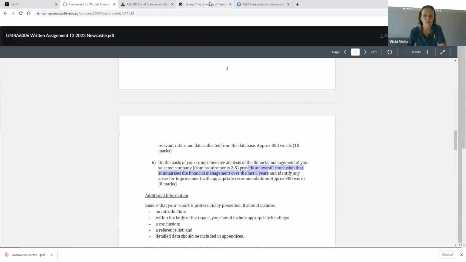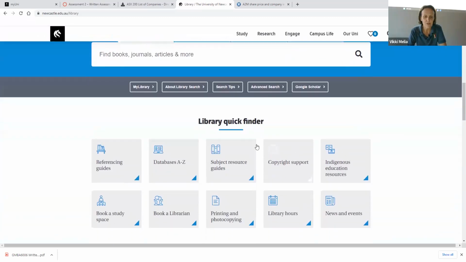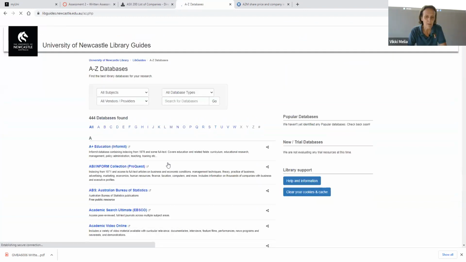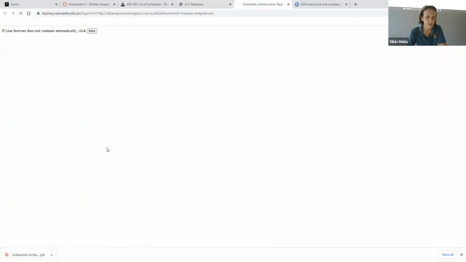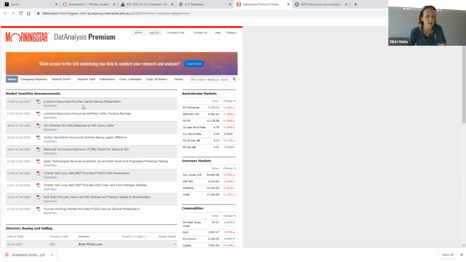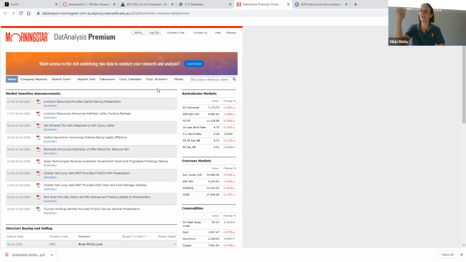So what I wanted to do was just to go to the library. So I've gone to the library page and I just go down to databases, and the database that you can use starts with D. So I click on D and it's the first one. And so with this database, there's a whole host of tools, and I'm not going to show you all of them just because we're running out of time. I'm going to show you a simple one, but you can have a look at this at home, or you can make a booking at the library and get someone to sit with you and help you to work through how to use the database.